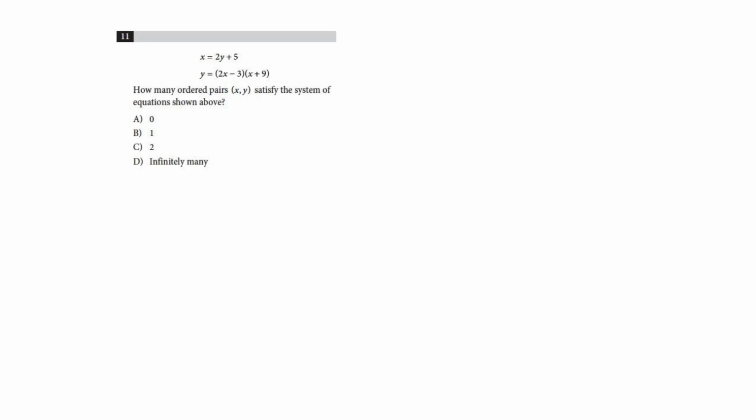Okay, 11. How many ordered pairs satisfy the system of equations above? I suspect this is going to be a question that's having something to do with the discriminant. And discriminant is part of the quadratic formula that can tell us if there is 1, 0, or 2 solutions for a quadratic equation. Discriminant is b squared minus 4ac, if you didn't remember, and that'll come into play in a little bit.